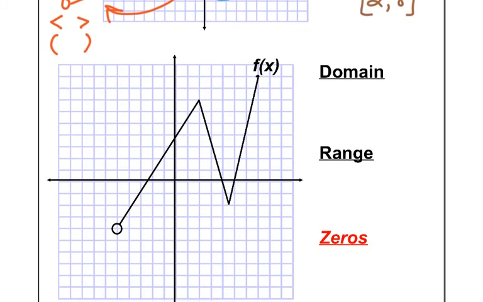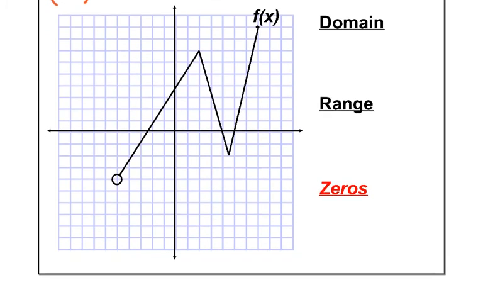There you go. You want to try this one on your own? I have a special word here on the bottom. Do you remember this from your Algebra 2 days? Can you find the zeros of that function as well as the domain and range? Okay, good luck.